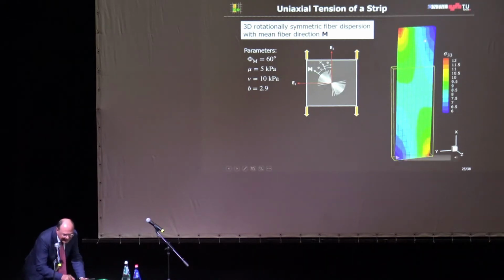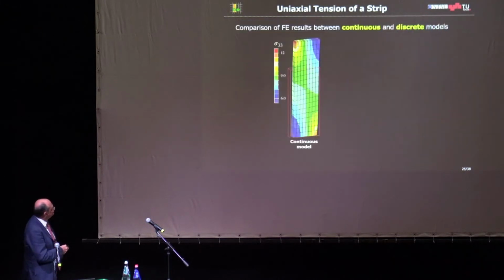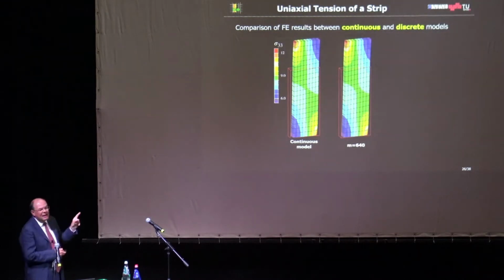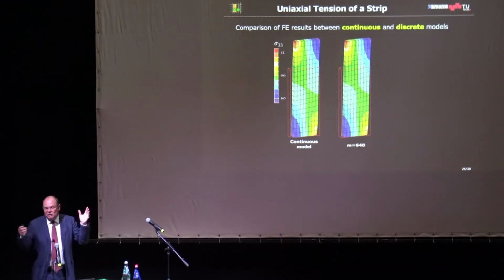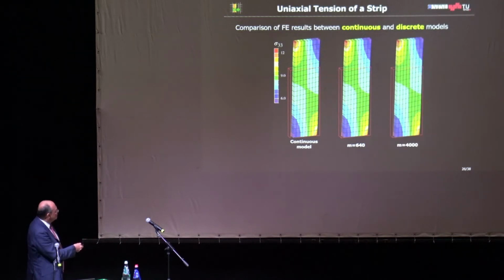Again, I show this again. So this is a finite element analysis. There's no closed form solution anymore. This is a continuous model as I have shown previously. And this is now a choice of m. For m we just have used 640. And you see that the match is already relatively good. And when we choose 4,000, I think we are right there.